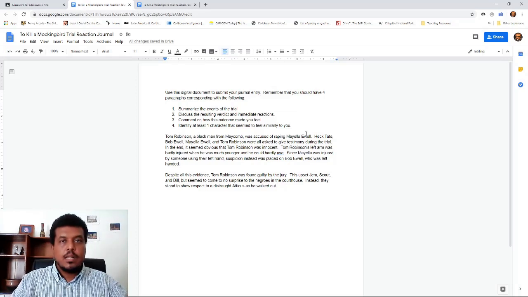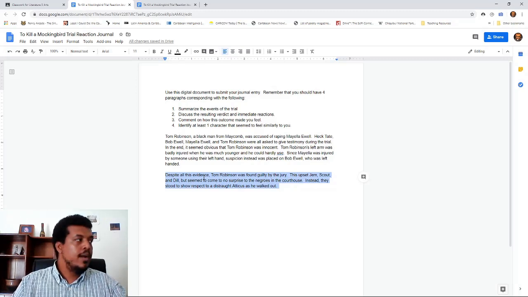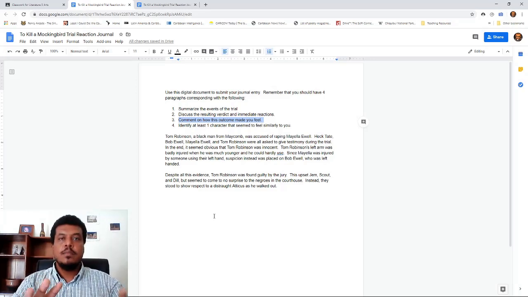So that's basically what you needed to do. You needed to summarize in your own words what happened during the trial. You needed to discuss the results of the verdict and the immediate reactions. We also needed to comment on how this outcome made you feel. And remember that a comment this time doesn't require evidence. You're just saying things. Especially if it's how it made you feel, there's no evidence other than the fact that you're saying it. This is coming straight from you.